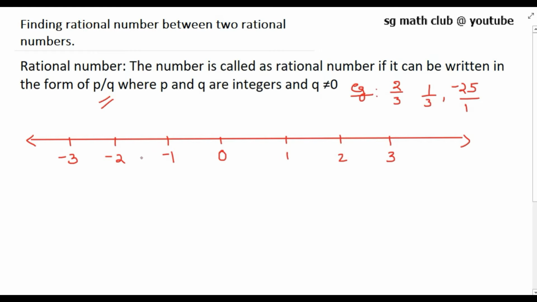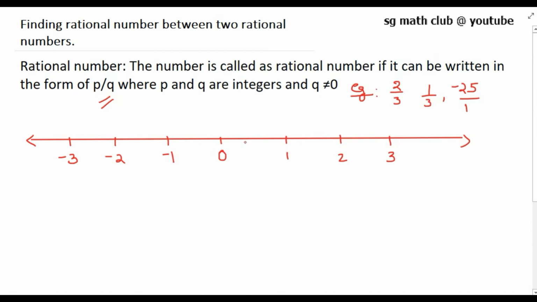Now you are familiar with the number line. So 0 lies in the middle of the number line. Positive numbers lie to the right of the 0, so 1, 2, 3 lie to the right of the 0. Negative numbers lie to the left of the 0: minus 1, minus 2, minus 3, etc.